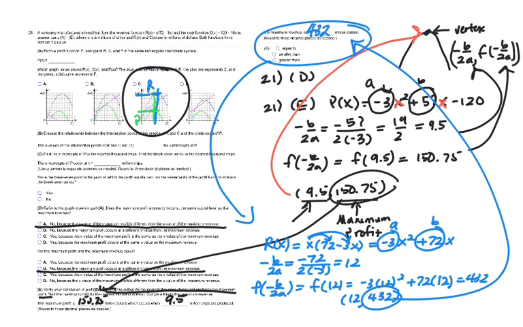Now we can refer back to D. It asks, does the maximum profit appear to occur at the same output level as the maximum revenue? The maximum profit occurs at 9.5 million chips, and the maximum revenue occurs at 12 million chips. So the answer is no. For the second part, it asks, are the maximum profit and the maximum revenue equal? Here we have our maximum profit of 150.75, and our maximum revenue of 432, so those aren't equal either.